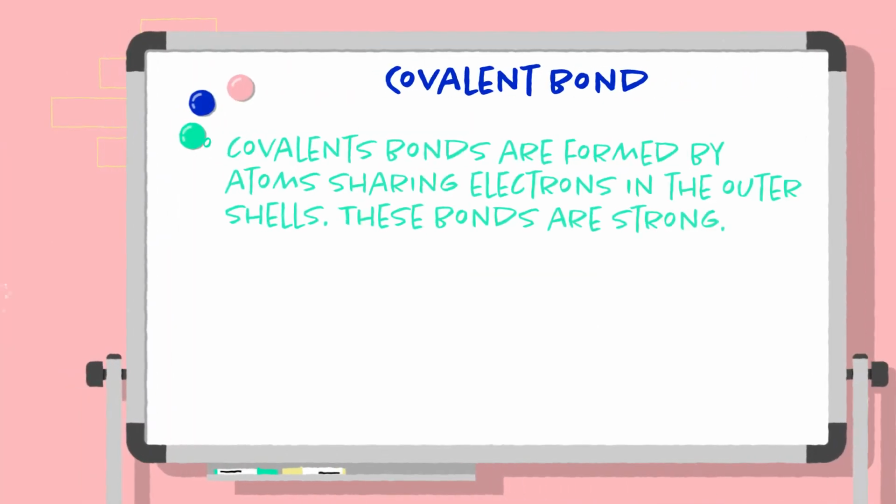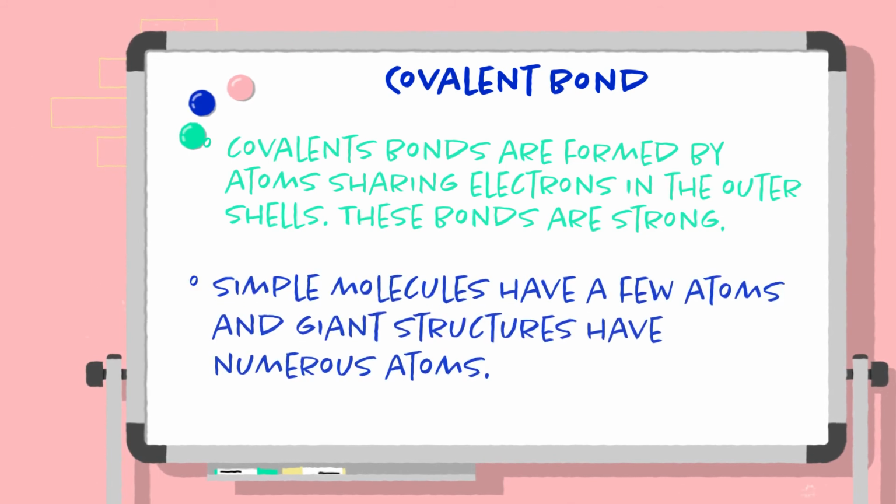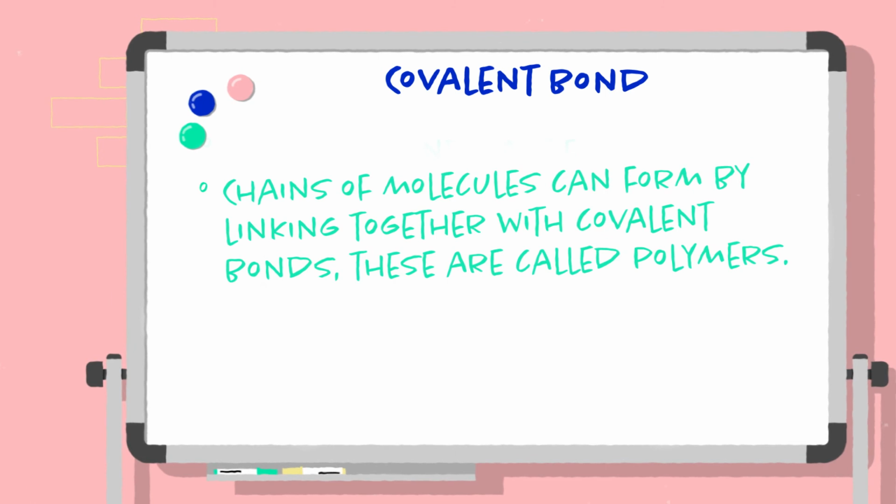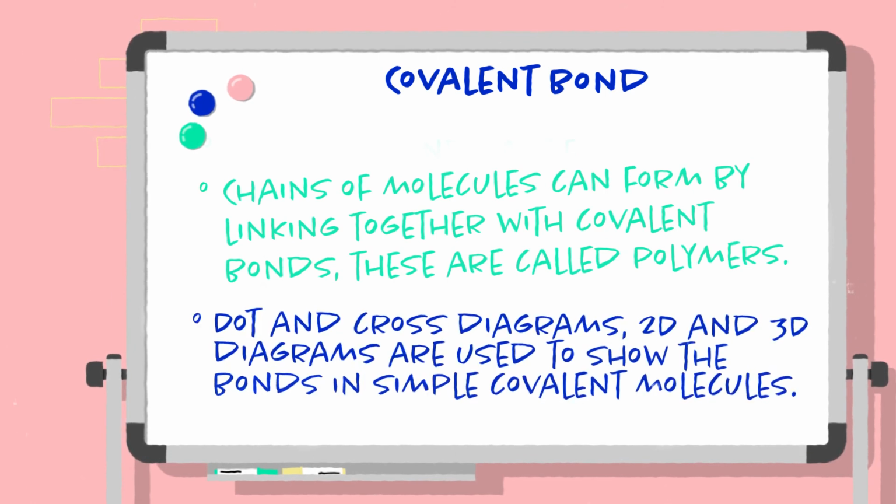To summarise, covalent bonds are formed by atoms sharing electrons in their outer shells. These bonds are strong. Simple molecules have a few atoms and giant structures have numerous atoms held together by strong covalent bonds. Chains of molecules can form by linking together with covalent bonds. There are dot and cross diagrams, and they show the bonds in simple covalent molecules.